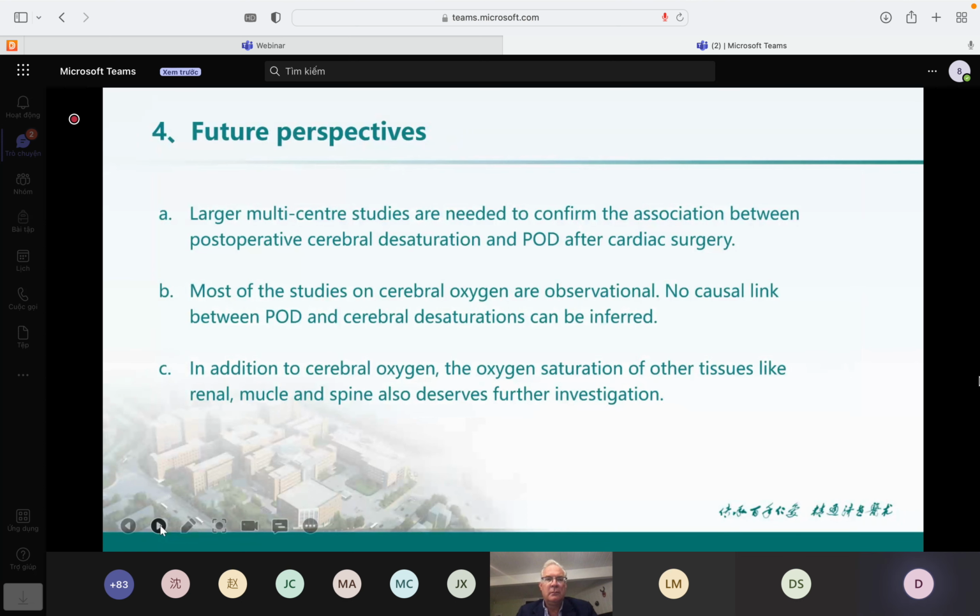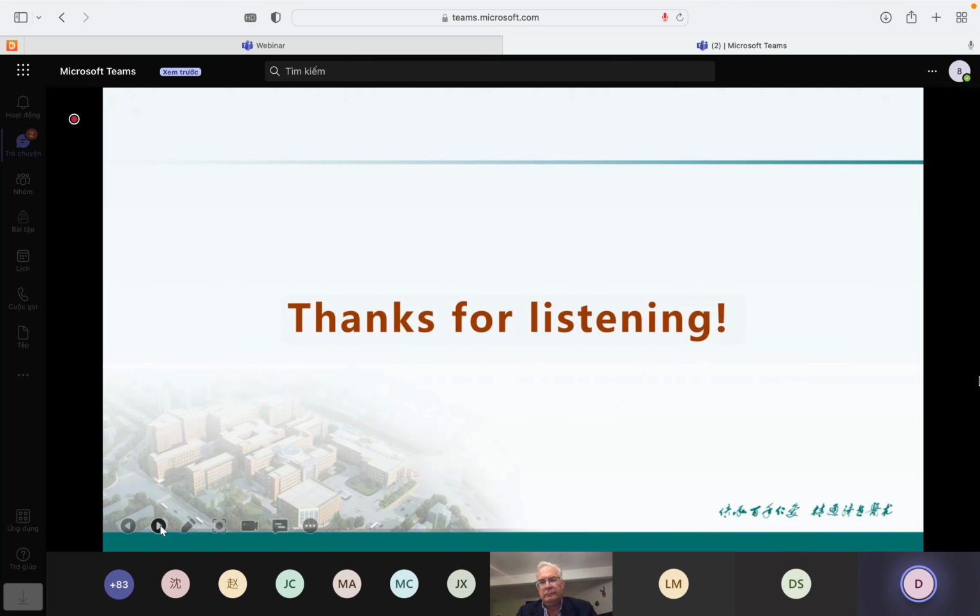The last part is future perspectives. First, I want to say large multi-center studies are needed to confirm the association between postoperative cerebral desaturation and POD after cardiac surgery. Most of the studies on cerebral oxygen are observational, so no causal link between POD and cerebral desaturation can be inferred. In addition to cerebral oxygen, the oxygen saturation of other tissues like renal, muscle, and spine also deserves further investigation. That's all. Thanks for listening.